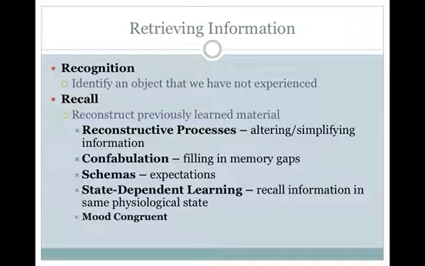Then we also have what we call recall, which is to reconstruct previously learned material. Recall is exactly what it seems like. You have these stored pieces of information of things that you've gathered over numerous years, and you need to pull it up every once in a while. So first we have the reconstructive process, where we're altering and simplifying information. Confabulation, where we are filling in the memory gaps.